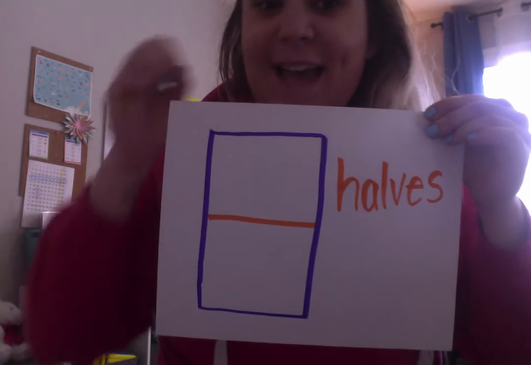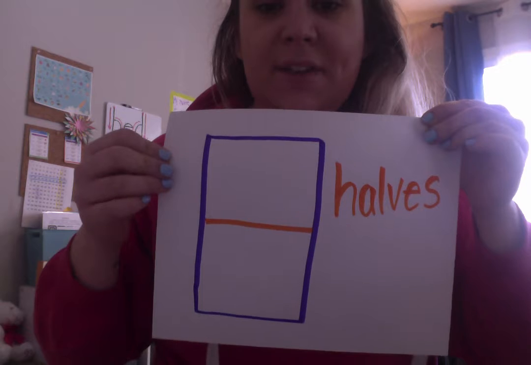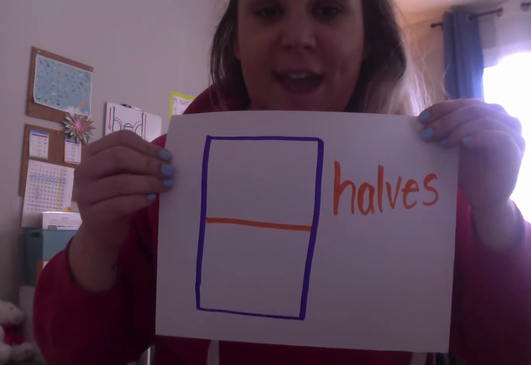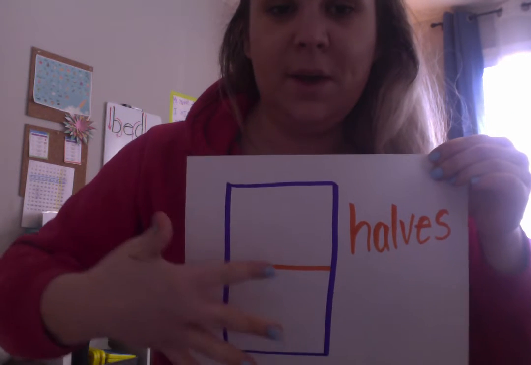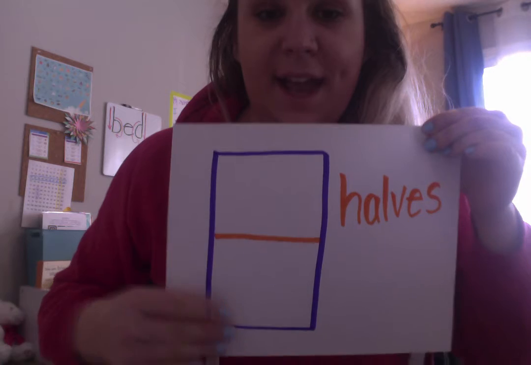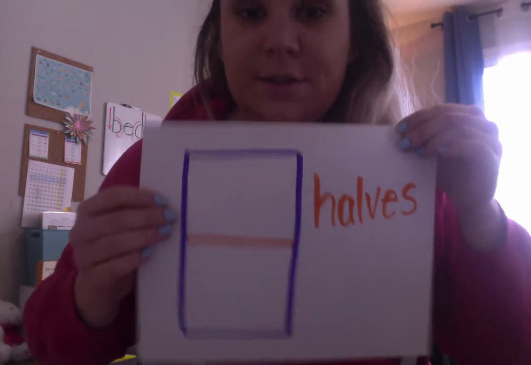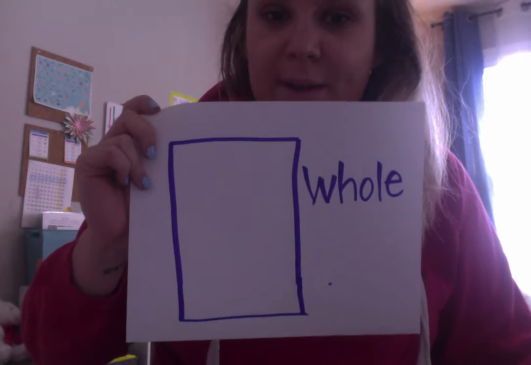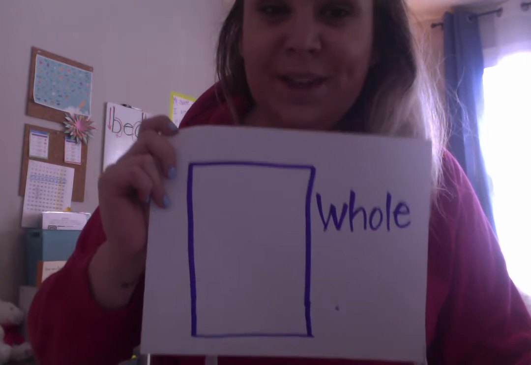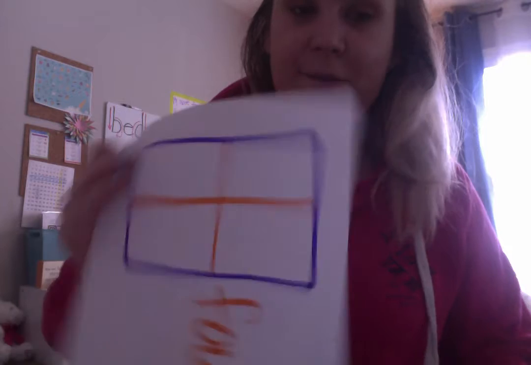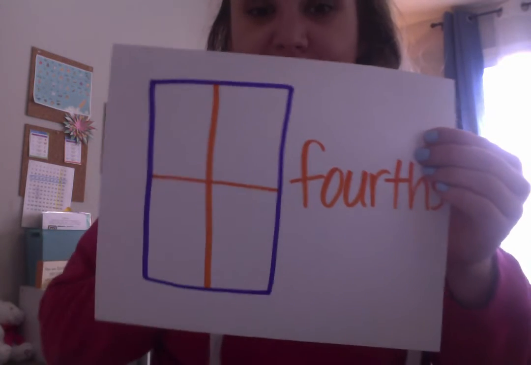So if I say, Mom told me to give my brother half of the cake, I would give him this half of the cake, and then I have half of the cake. So then, if we went back to our whole shape, but Mom says split the cake into 4 pieces, you would need to cut the cake into fourths.